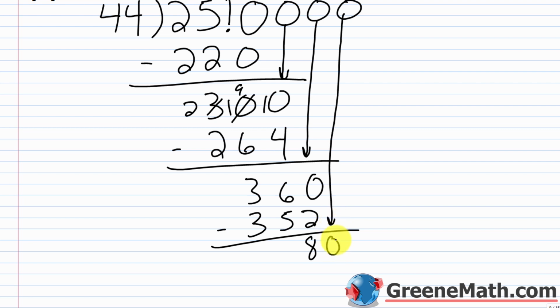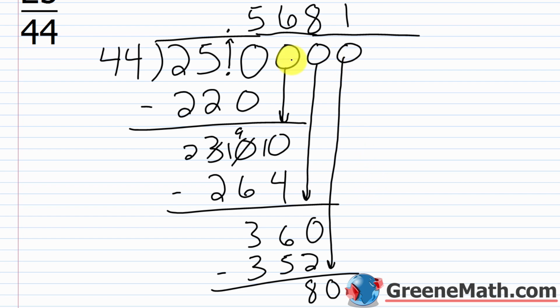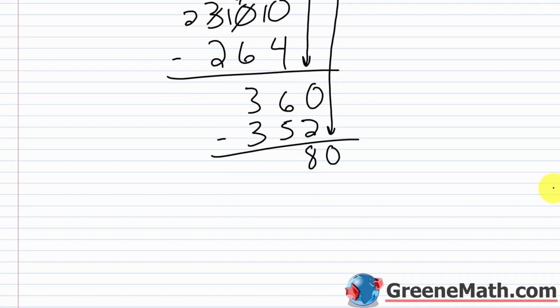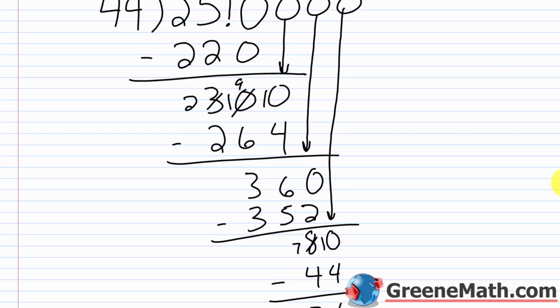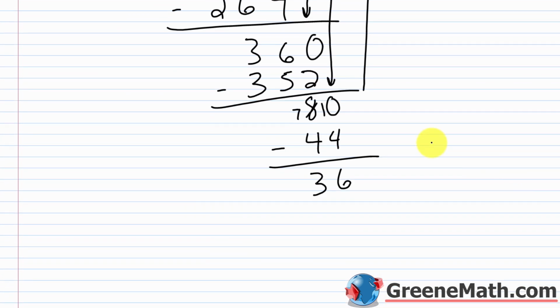So what is 44 into 80? Well, it's only going to go in once. Right? It's only going to go in once. 1 times 44 is 44. And we're going to subtract. So I'll borrow here. This is 7. This is 10. 10 minus 4 is 6. 7 minus 4 is 3. So I got 36. And when I bring down my 0, I'm going to have 360.